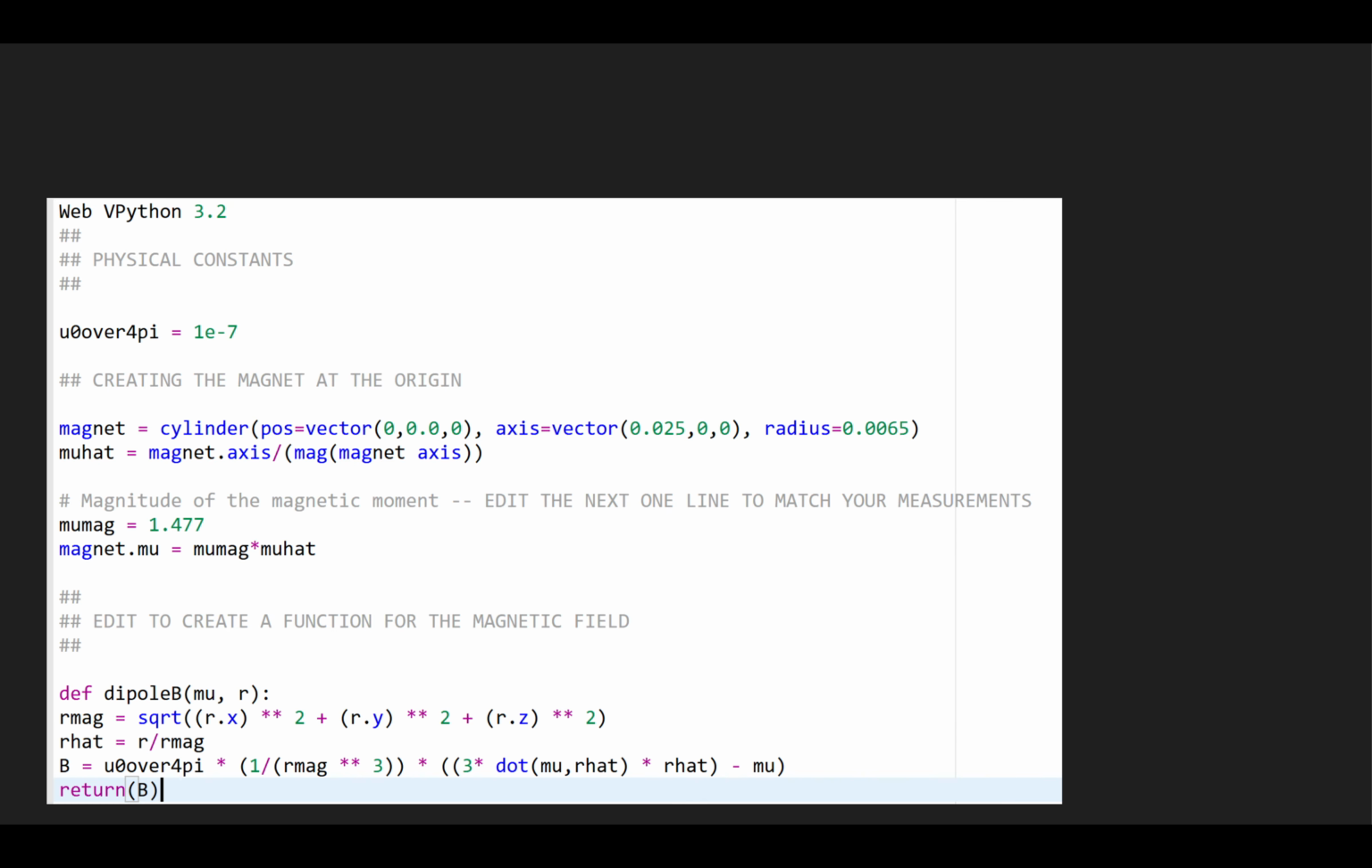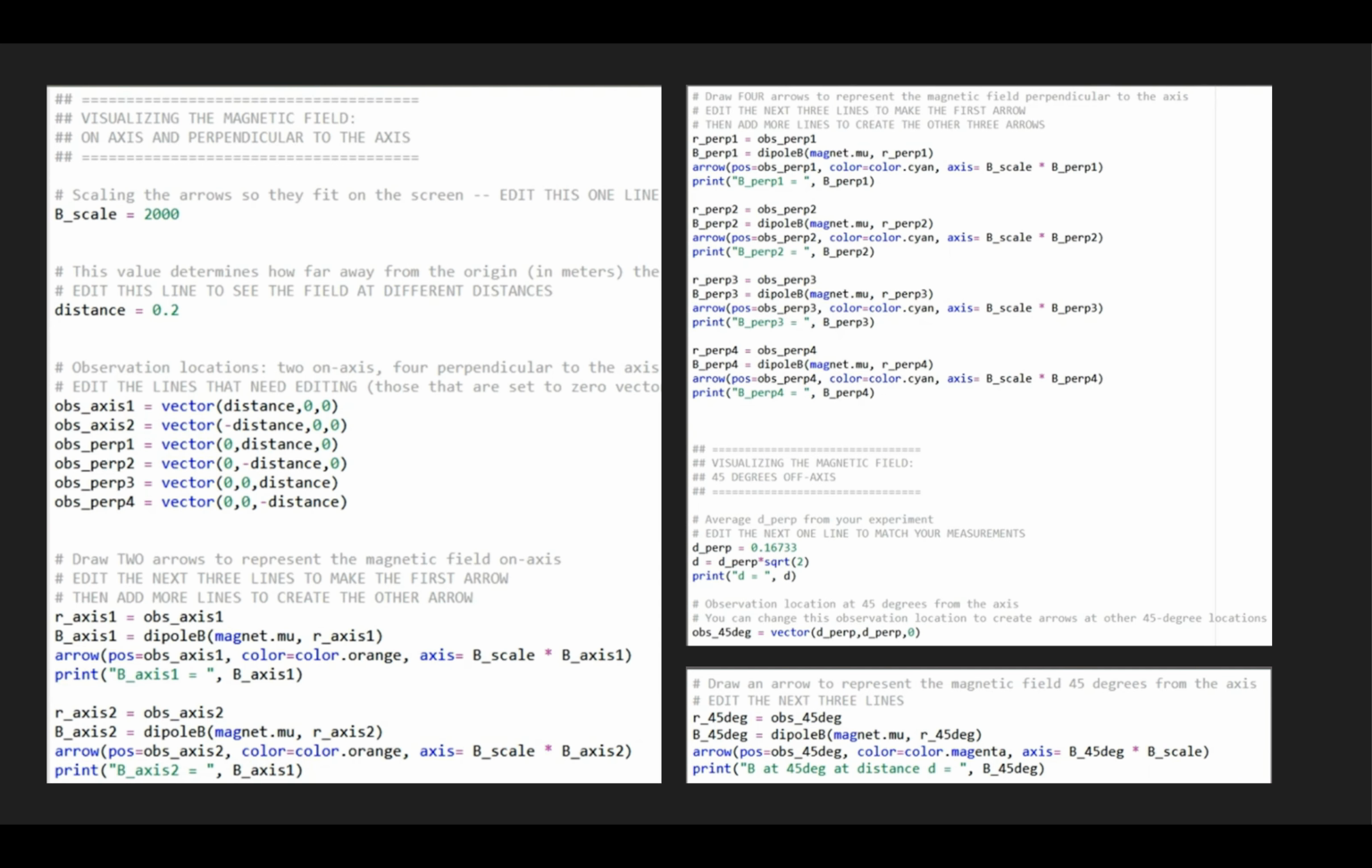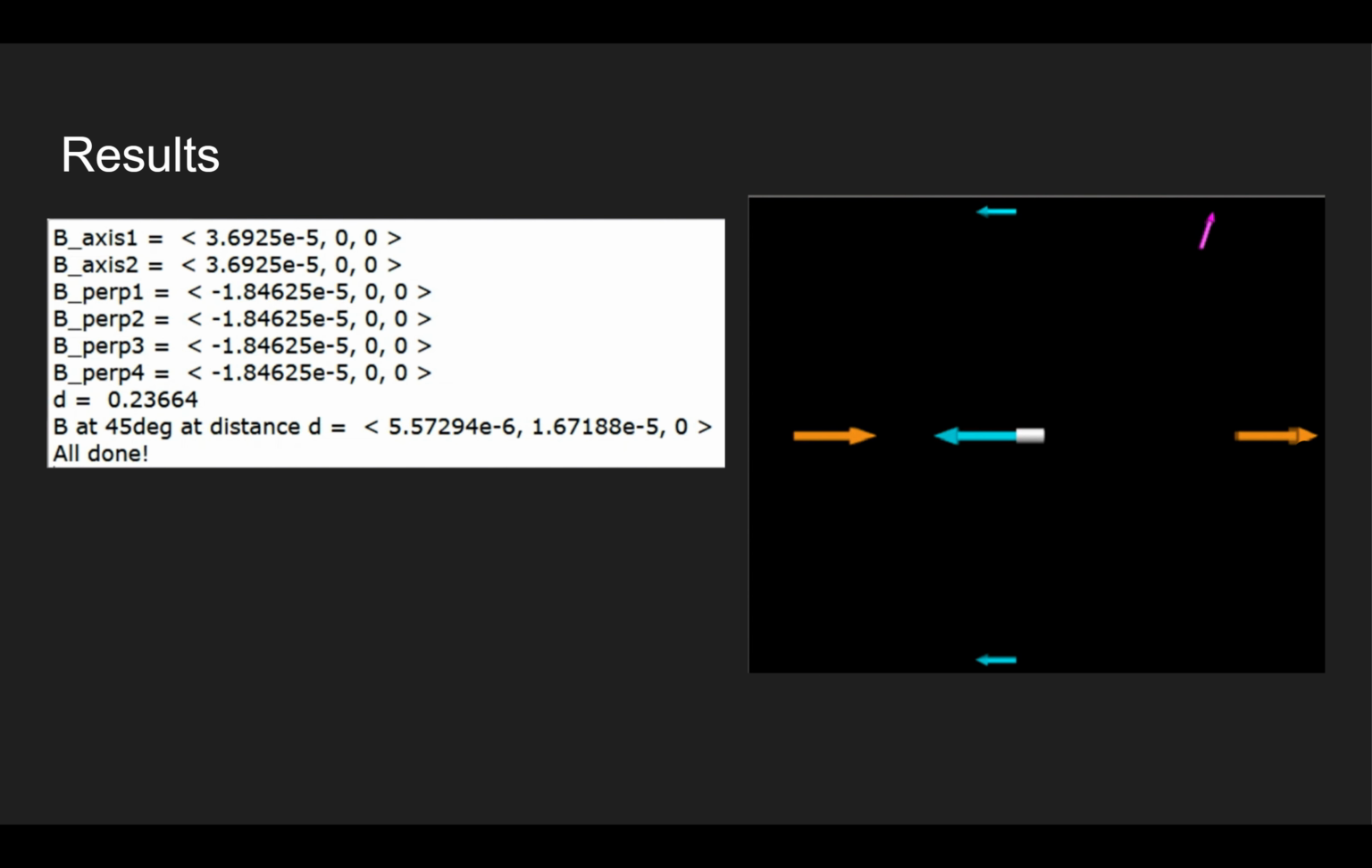This is my VPython. I got mu mag to be 1.477. And this is just the rest of my code. Then I got the results here, which show the magnetic field.